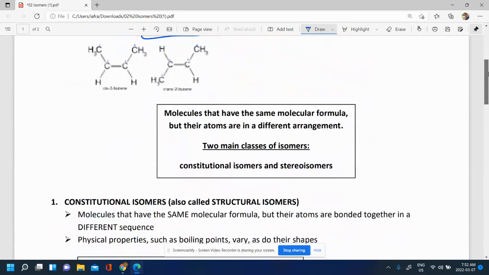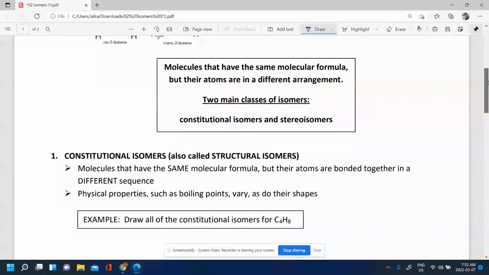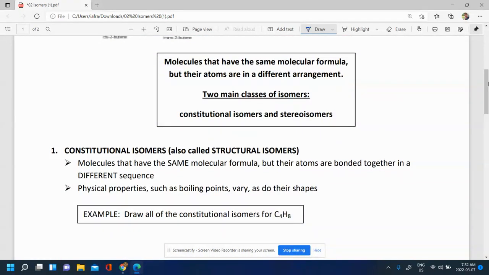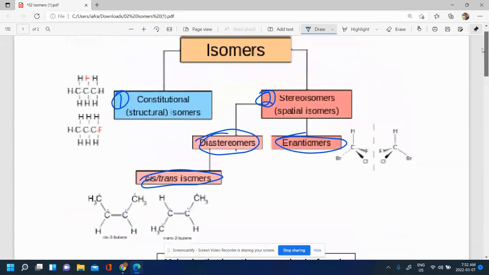So we're going to start off with the constitutional isomers or structural isomers. And these are isomers that have the same molecular formula, but their atoms are going to be bonded in a different sequence. So it's the exact same molecular formula, but atoms bonded in a different order.